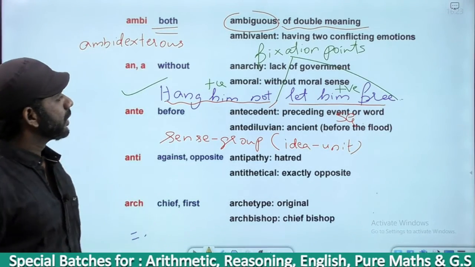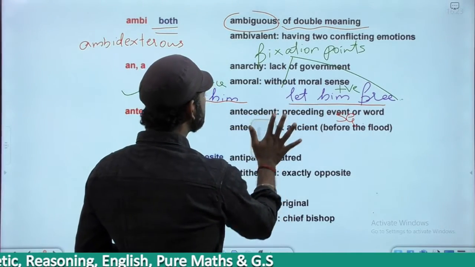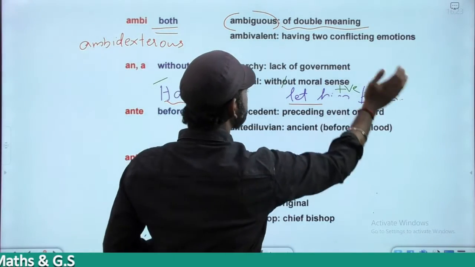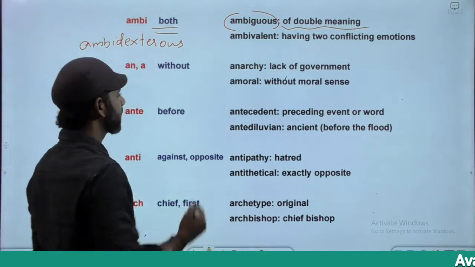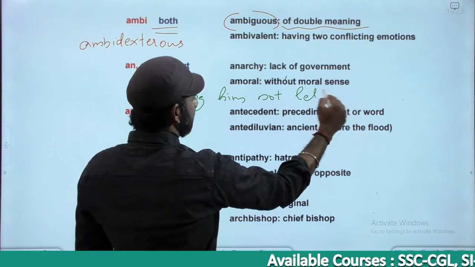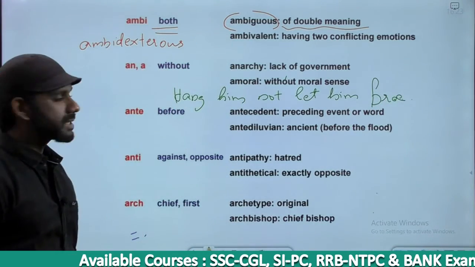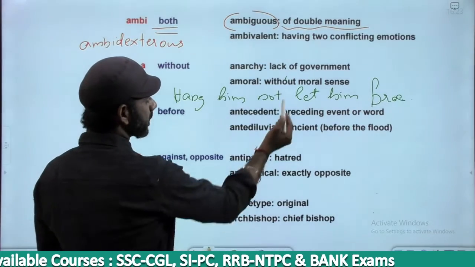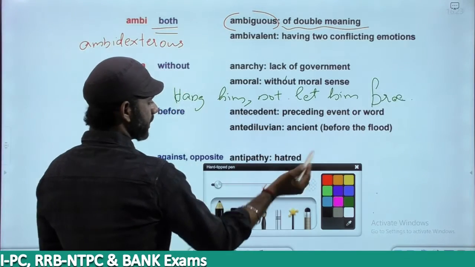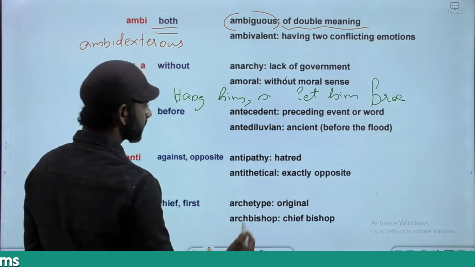Fine. Now I am not changing the words. I am not changing the order of the words. I just changed the position of the punctuation. Okay, I'll write the sentence, it's better. Hang him, not let him free. As I said, I'm not changing the words, I'm not changing the order of the words. I just changed the position of the punctuation mark from here to here. Earlier I kept it here, now I changed it to here. Now this is one sense group. Once again.